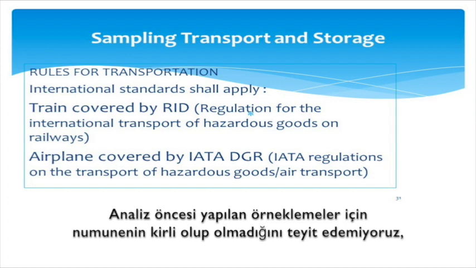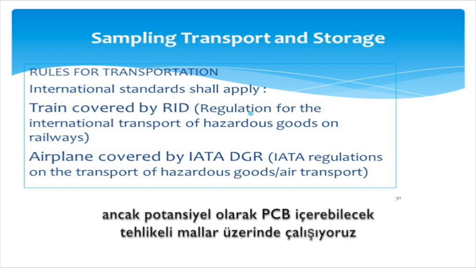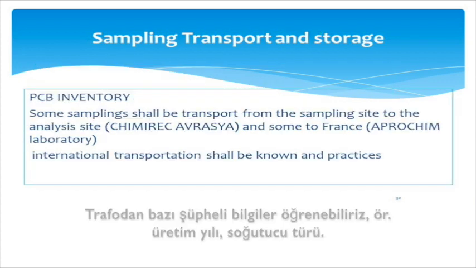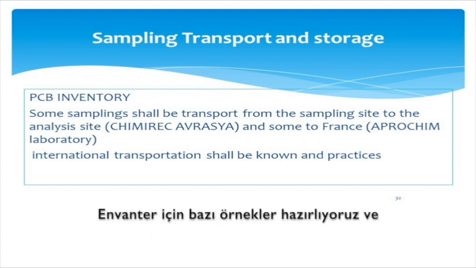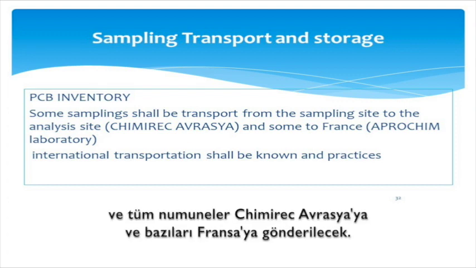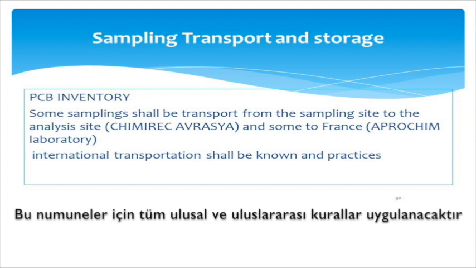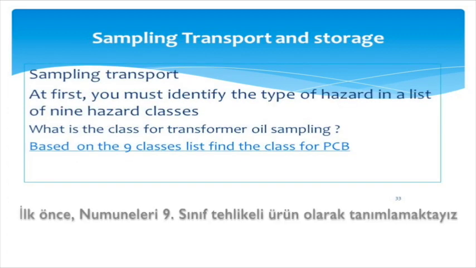What does potential PCB mean? For the sampling, before the analysis, we are not able to confirm if the sample is contaminated or not. But we are working on a potential PCB, and PCB is potentially hazardous goods. We could have some suspicious information, such as the transformer's year of production and type of refrigerant. For the inventory, we're making some sampling, and all the samples should be sent to a laboratory in France. All the national and international rules should be applied for this sampling.